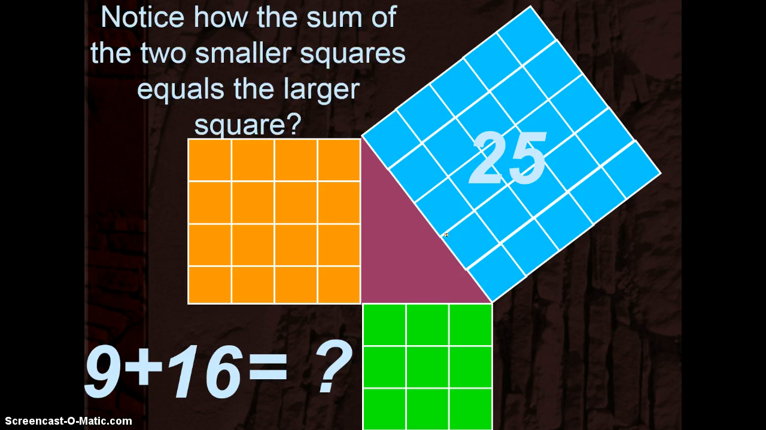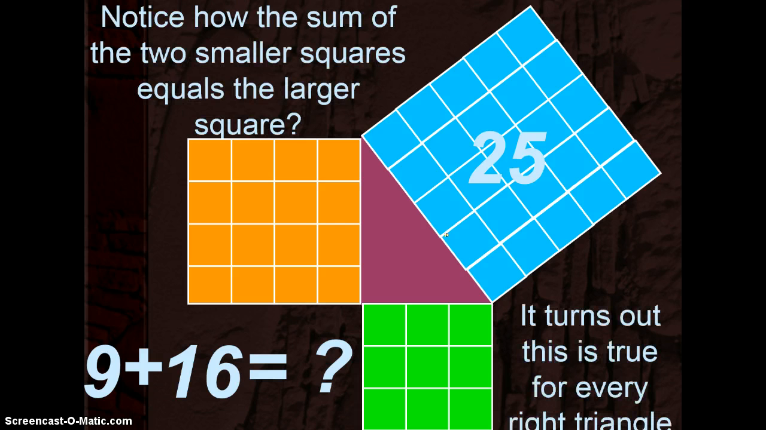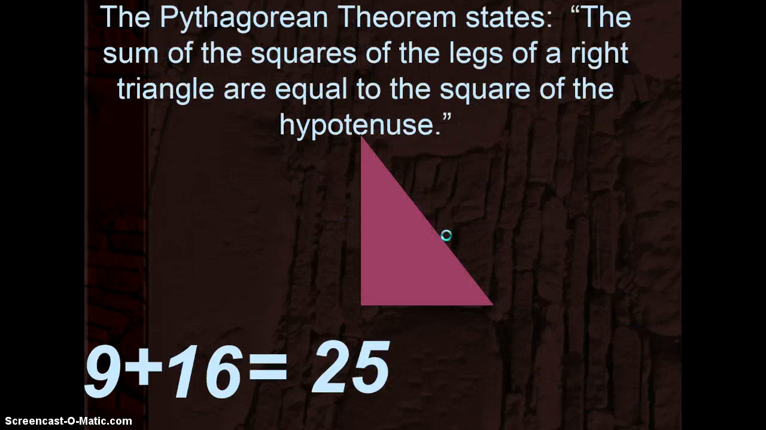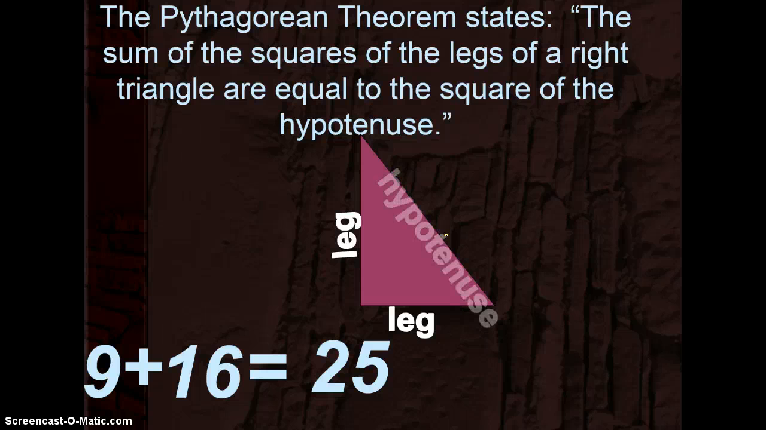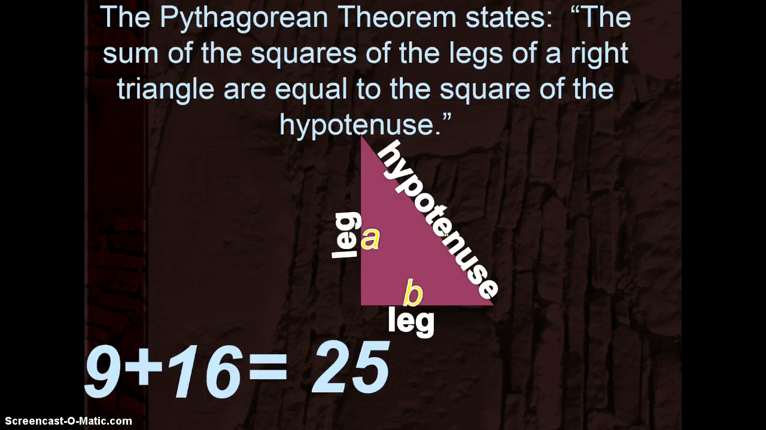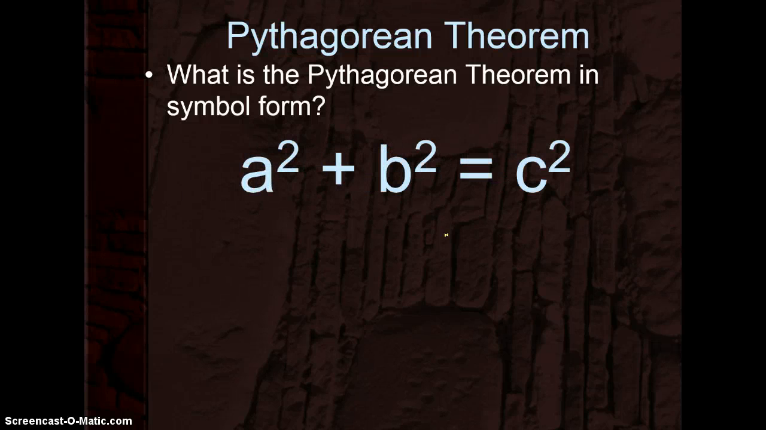Notice how the sum of the 2 smaller squares equals the larger. And this is how it will work for every right triangle. So the 2 legs, and the legs are the shorter sides, when you square them and add them together, they're always going to give you an answer that is equal to the square of the hypotenuse. And that's where that A squared plus B squared equals C squared comes from. I think you do have this in your notes.